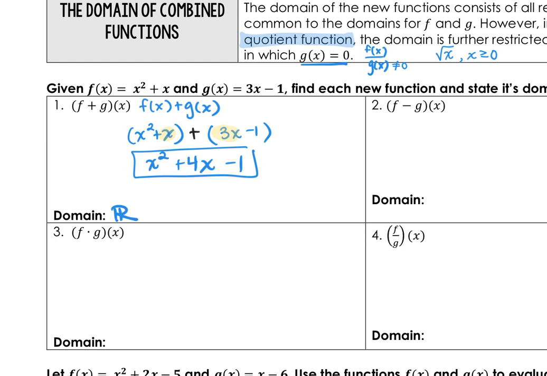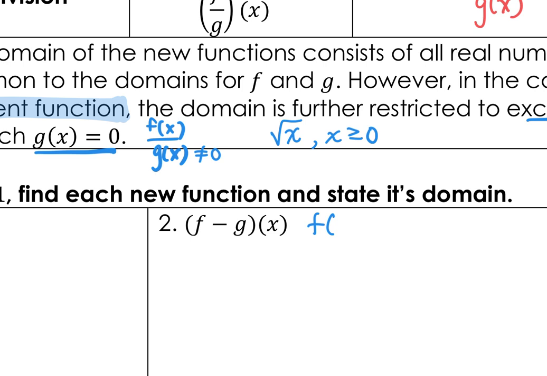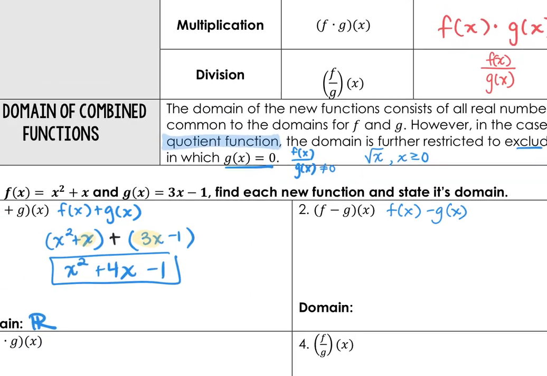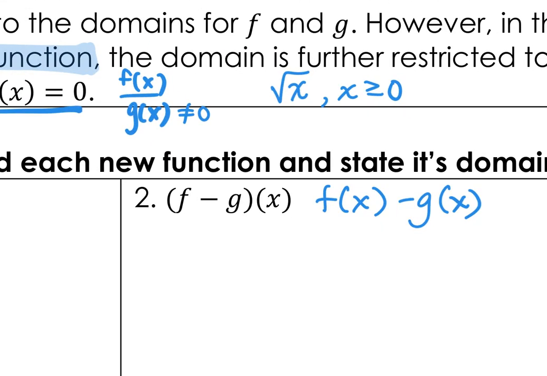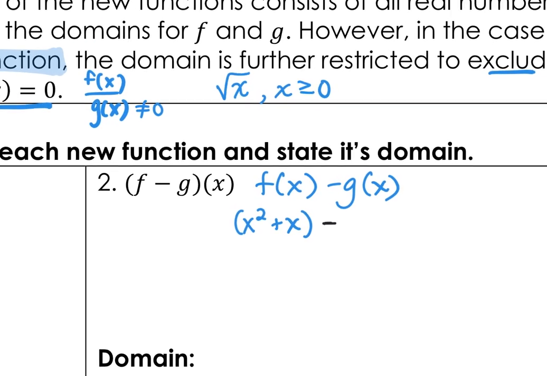All right. Number 2, similar, except now we're going to practice subtracting the functions. So f minus g of x, again, means f of x minus g of x. So x squared plus x is f of x. X squared plus x. And then we're going to subtract, this time, g of x, which is our 3x minus 1.